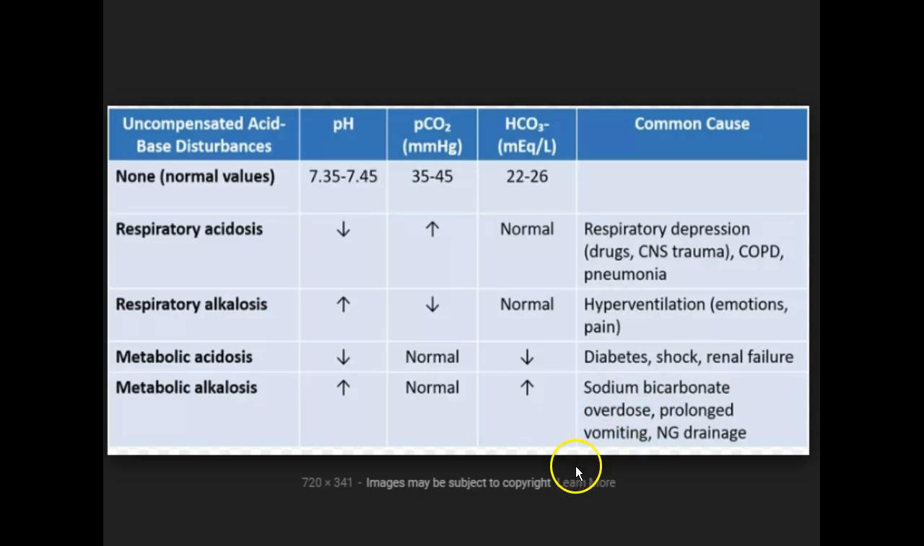So when you think about metabolic acidosis and alkalosis, for acidosis, you think about diabetic ketoacidosis, shock, renal failure, overwhelming sepsis, that sort of thing can definitely cause this. Alkalosis is sodium bicarb overdose, NG drainage, okay? Diarrhea, okay? Acidosis, diarrhea can cause metabolic acidosis.